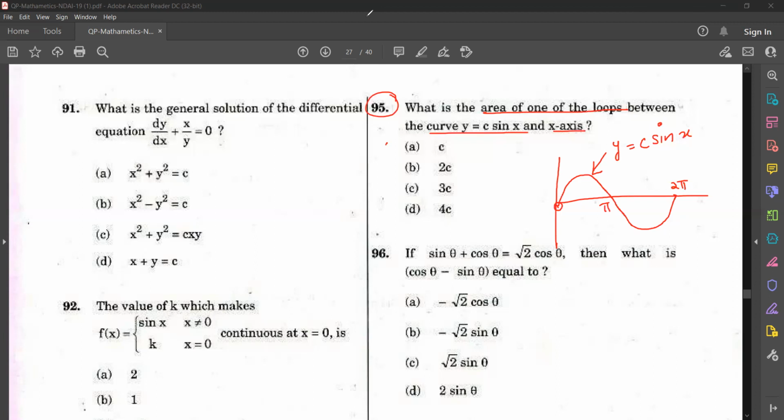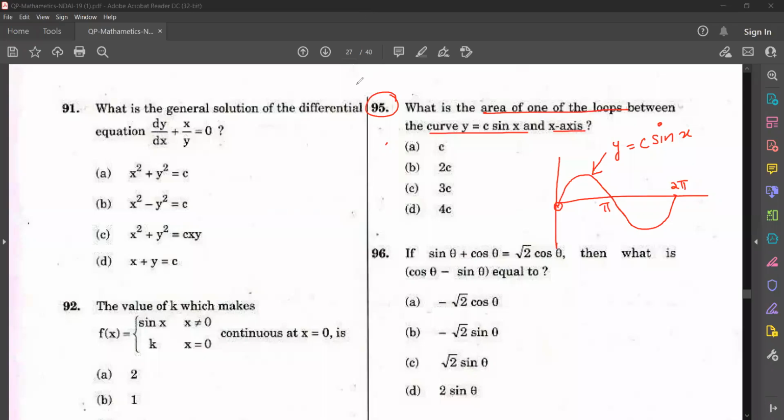Now try finding the area. So which area is the area that is forming the first loop? One of the loops they are saying. So that means you have to find the area here. So what is the area? That is integral 0 to pi. See, this curve is from 0 to pi. Then y is what? C sin x dx. So now integrate c into what is the integral of sin x? That is minus cos x 0 to pi.